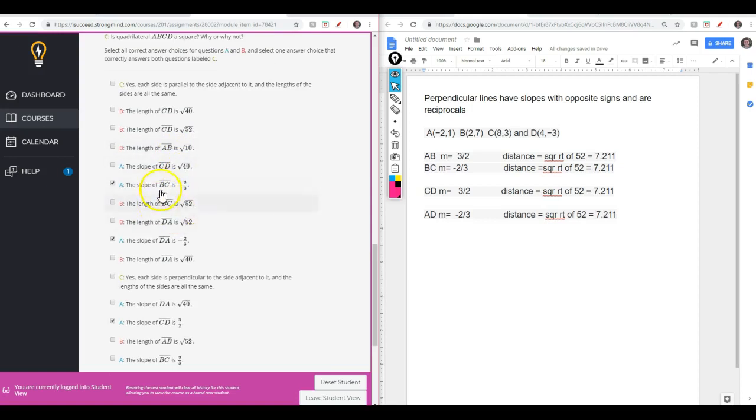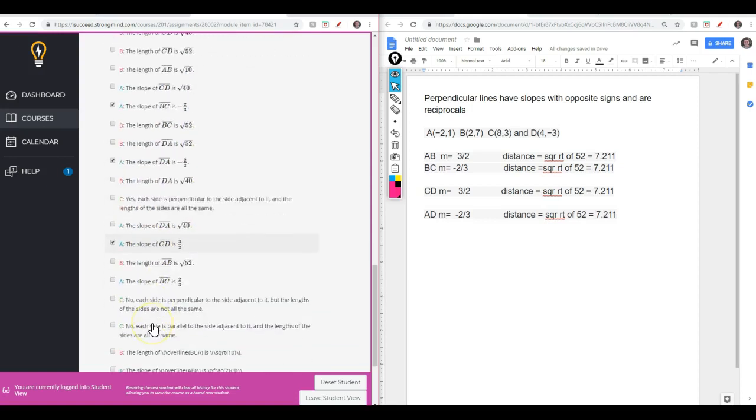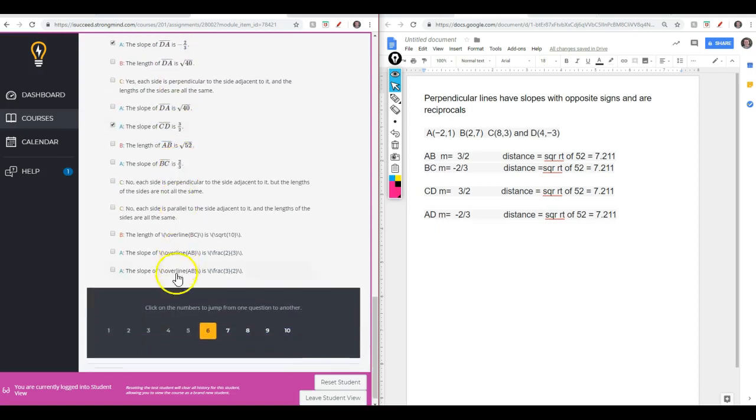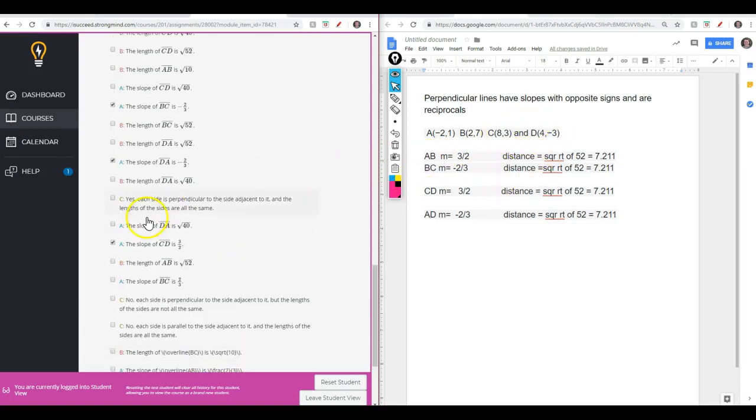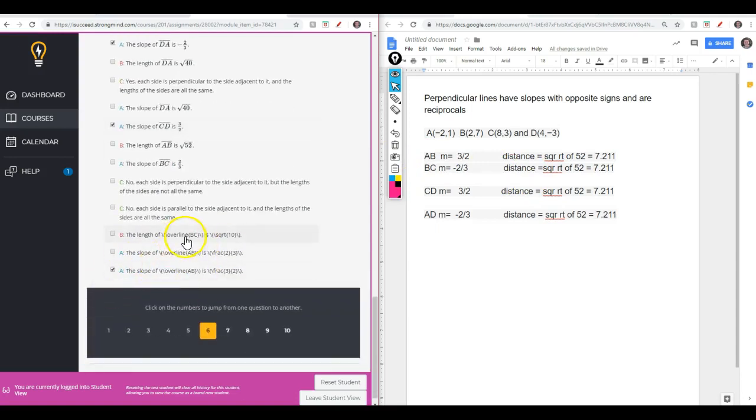1, 2, 3. No, I'm missing one. So we have CD, DA, BC. So AB is 3/2. I know this is showing up weird for me. So AB is the fraction 3 over 2. That means it's 3/2. So that is correct. And now question B, I'm going to look for the distance. They're all the square root of 52, so that's what I'm looking for. So the length of BC is square root of 10.